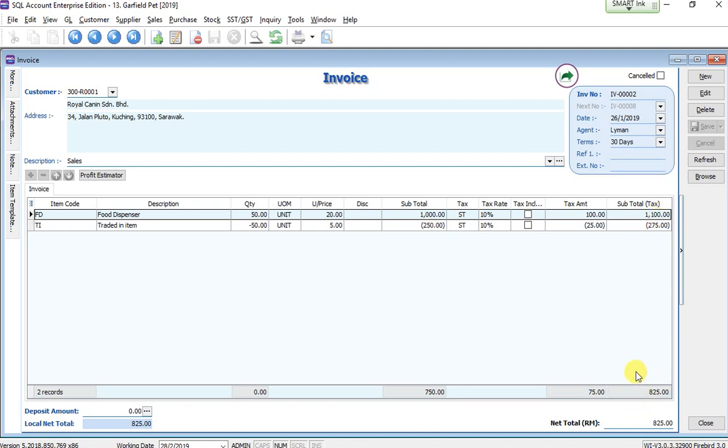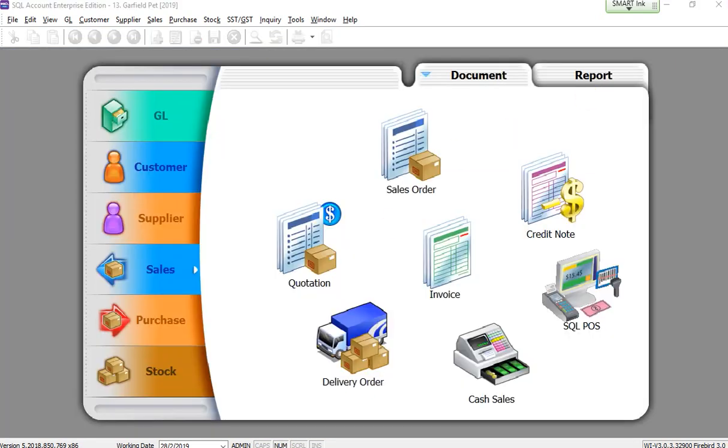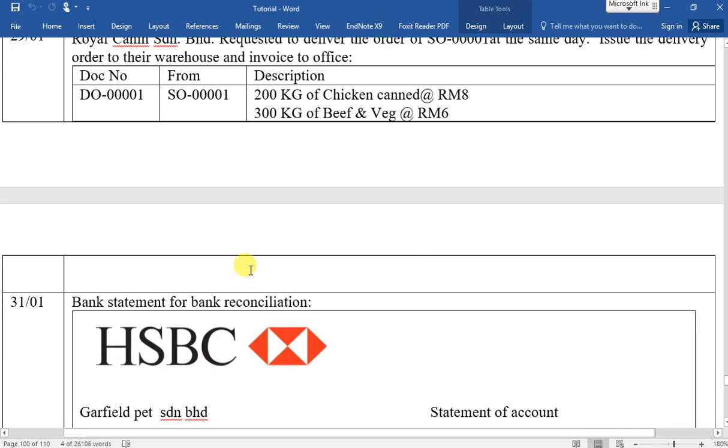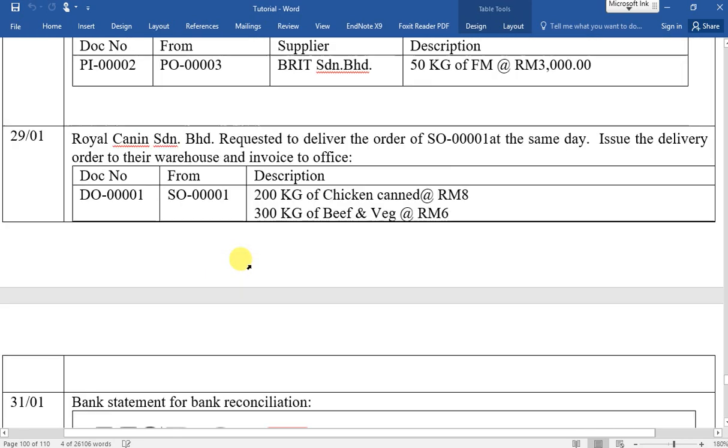Are you guys okay? Bear in mind, if you put a negative and if you don't put a negative, it's totally a different thing. So make sure you put a negative here. Okay? So that's all for your trade-in. So the trade-in item is a negative? Yeah, the trade-in item will be negative because it's a rebate. You need to give them a rebate.